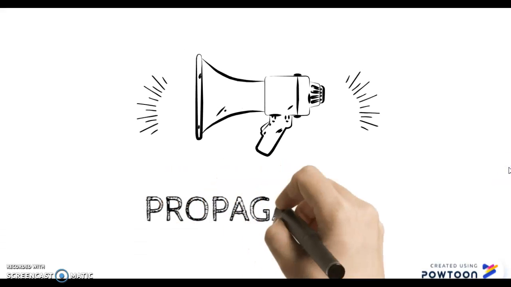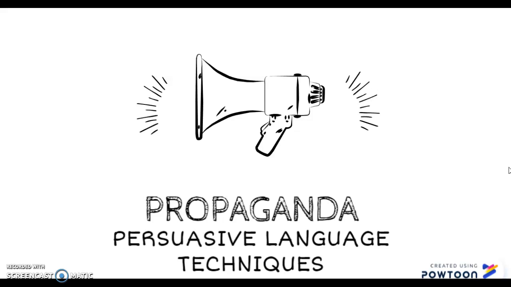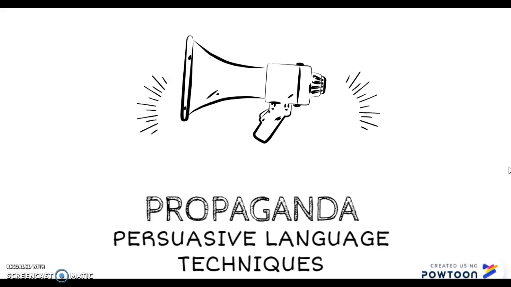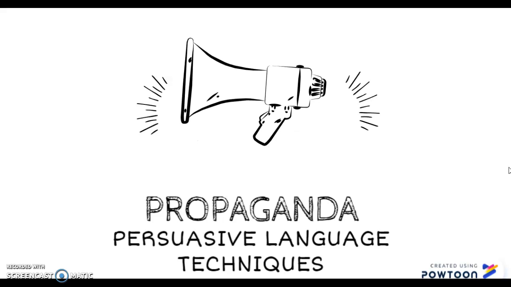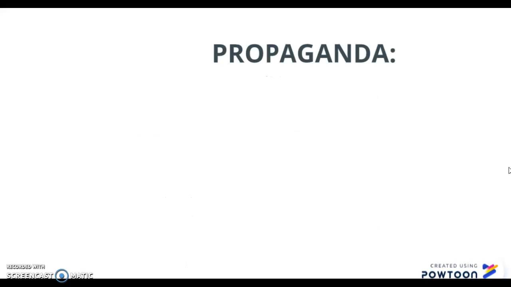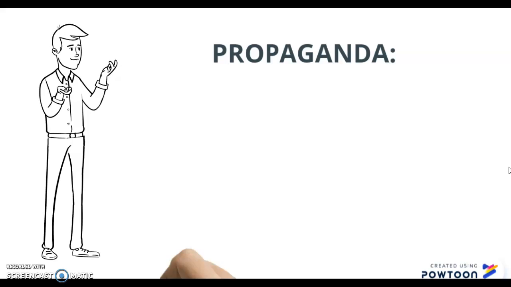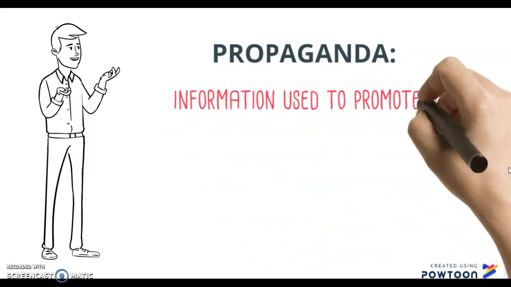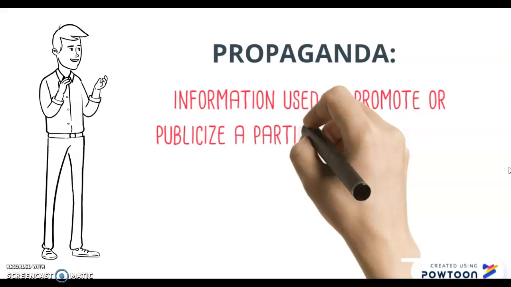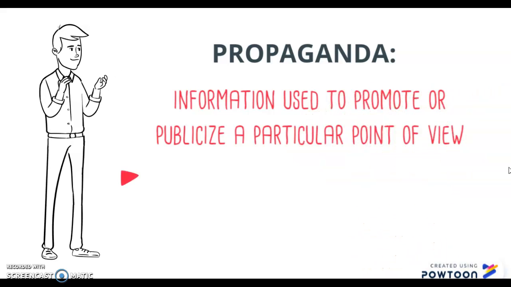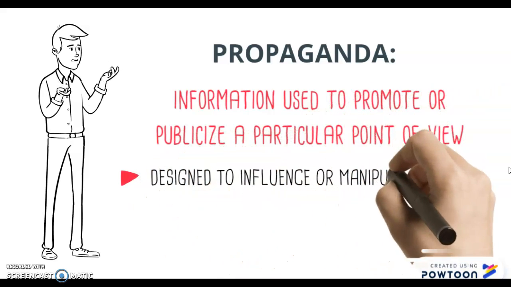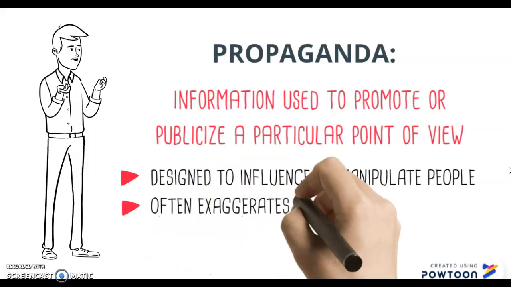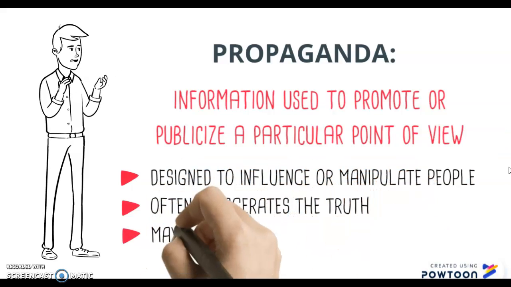Guys, we are going to talk about propaganda, and that encompasses persuasive language techniques. We've talked a little bit about persuasive language in the past. We're going to talk more about specifically propaganda. So propaganda is defined as information used to promote or publicize a particular point of view. It's designed to influence or manipulate people. It can exaggerate the truth, and it may contain hidden messages.